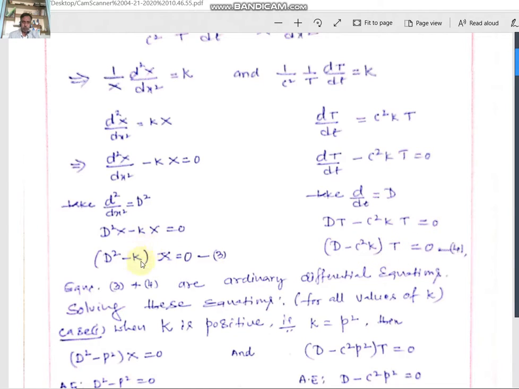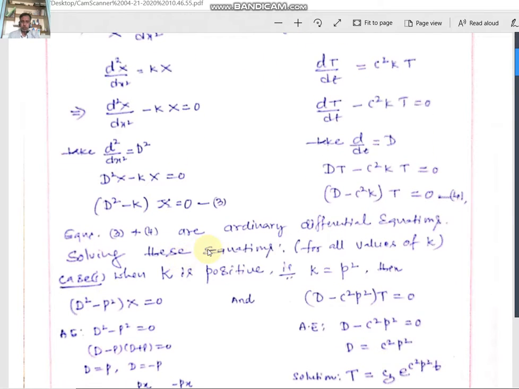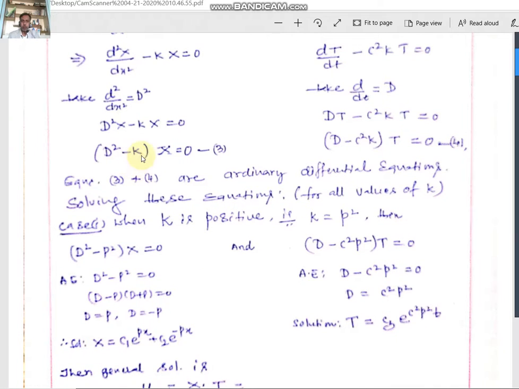So we got two ordinary differential equations. This is first order, this is second order. So now we have to solve them. How to solve? For the values of k, we will discuss three different cases. First case is when k is positive. Take k equal to p square.